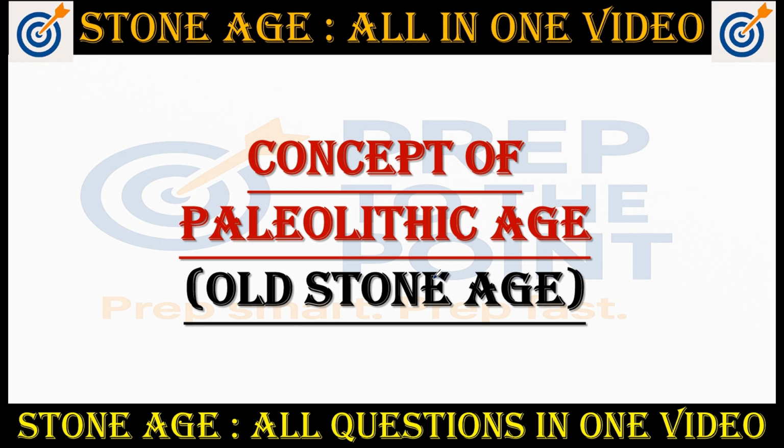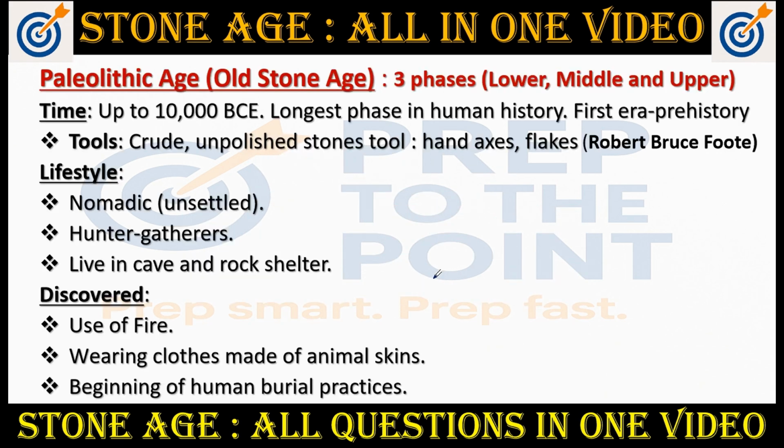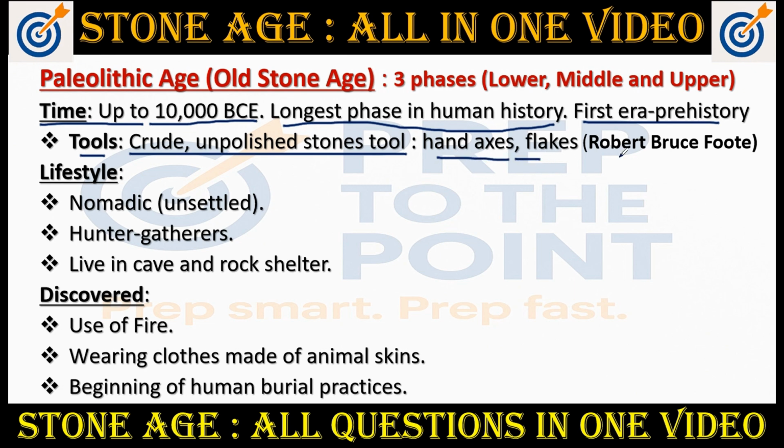Now, concept of Paleolithic Age, which is also known as Old Stone Age. Time period for Paleolithic Age is up to 10,000 BCE. It is the longest phase in human history. It is also the first era of prehistory. Tools of this age are crude unpolished stone tools. Examples are hand axes, flakes. Robert Bruce Foote is the man who discovered the tool in this period.